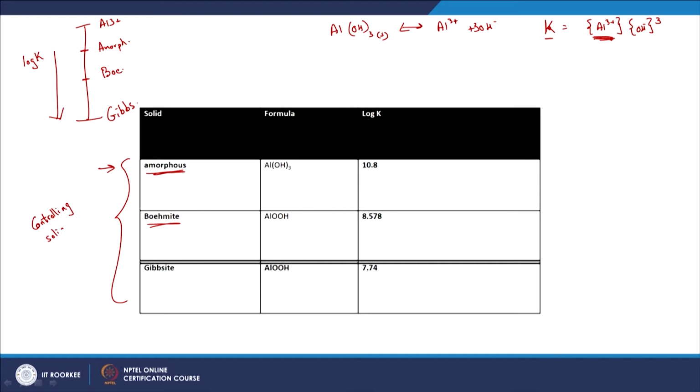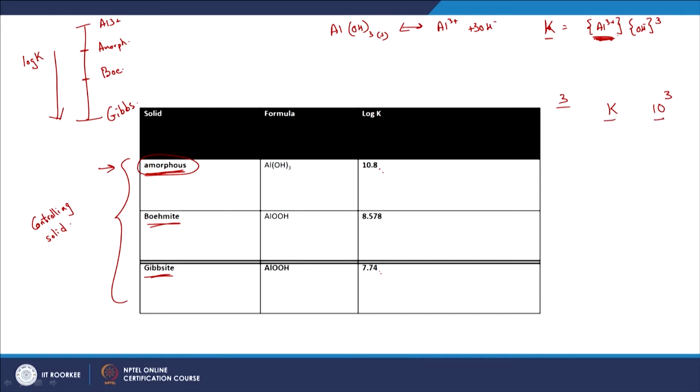As in, why is that? Let us say people think that Gibbsite is the controlling solid when actually the amorphous form is the controlling solid. What will it lead to? See that the difference in log K values is 3 orders of magnitude, right, 10.8 and 7.7 or 7.8. So, the difference in log K is 3, right. So, as in K would be differing by 10 power 3, yes.